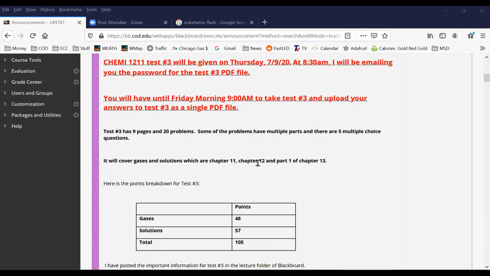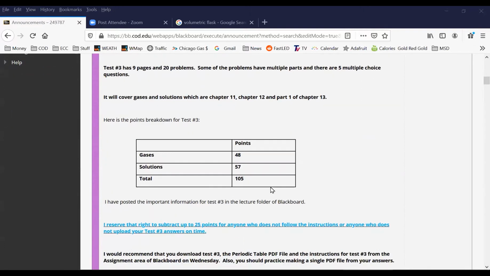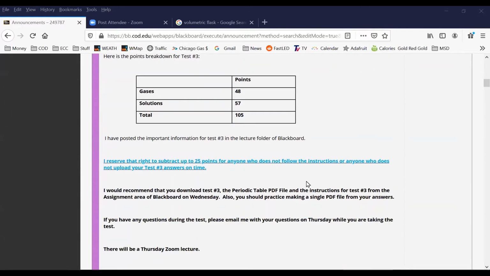Test 3 has 9 pages and 20 problems. Some of the problems have multiple parts. There are 5 multiple choice. It will cover gases and solutions, and those are chapters 11, 12, and part of 13. The points breakdown for test number 3: 48 points gases, and 57 solutions, which adds up to a total of 105. Yes, there's 5 bonus points.